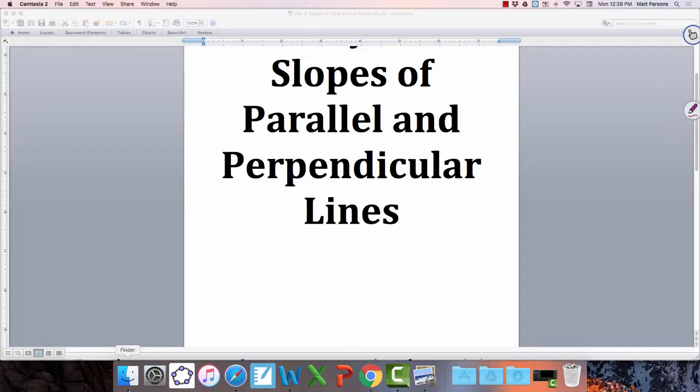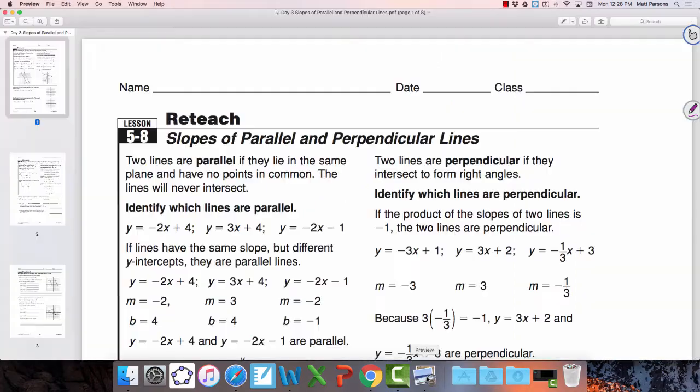Hello all, so this is a notes paper about slopes of parallel and perpendicular lines. You should have your day 3 packet out. So we've been covering parallel and perpendicular lines before. Parallel lines are lines that never intersect, and perpendicular lines are lines that form right angles.